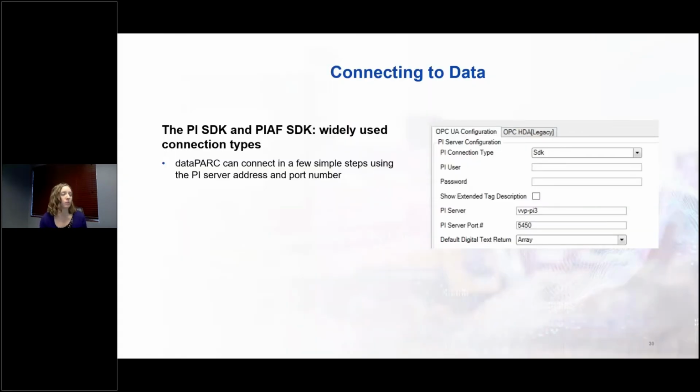One thing that's really nice about Pi's Historian is they make it pretty easy to connect to. With the Pi SDK, or the AF SDK, which is a newer one, we can connect with just a few simple steps. And this is common for a lot of vendors as well. I have an example there of what it takes for Datapark's configuration. We just need the server and the port number, maybe a user and password if that's required by the system, but that's really all it takes to connect and start seeing data through Datapark.